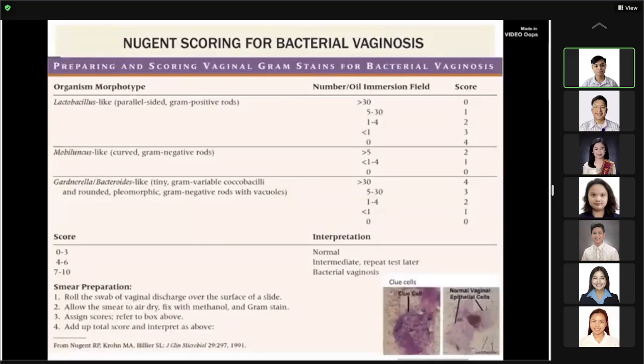We can recommend repeating the test later, or if there are cells like this, we call them clue cells. This is a superficial cell coated by Gardnerella vaginalis. If these cells are present, we can say that it's consistent with bacterial vaginosis and no need to repeat the test later.